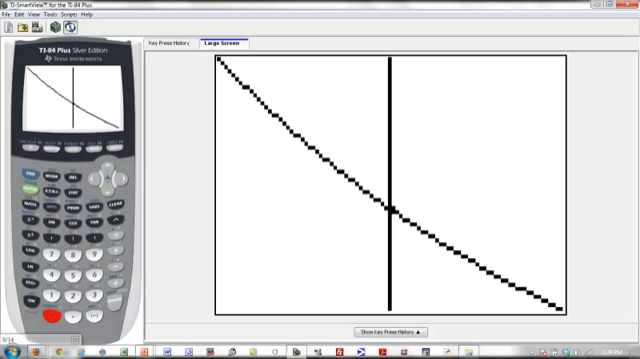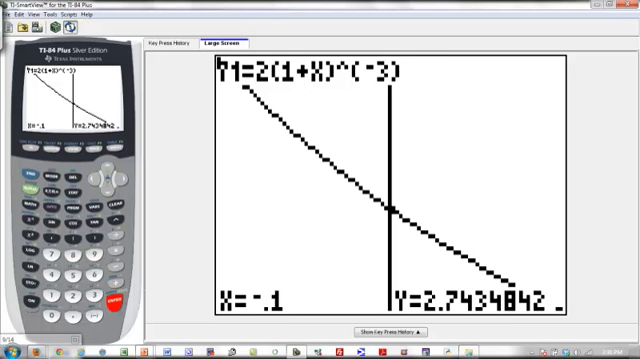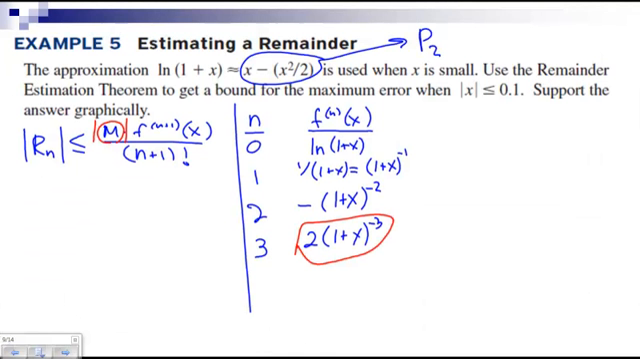So anyway, we're going to do this. So what is the maximum value of the third derivative? How about I go second calc, value, and we're at negative 0.1. So it looks like the largest value that this function takes on is 2.743. Okay, let's take that value and bring it back to our screen.